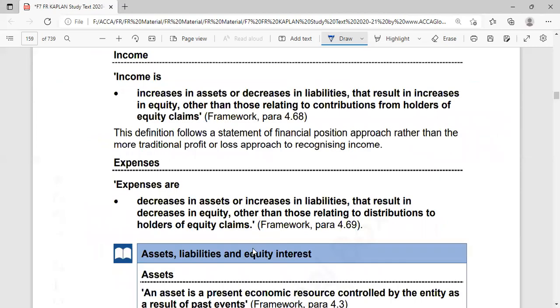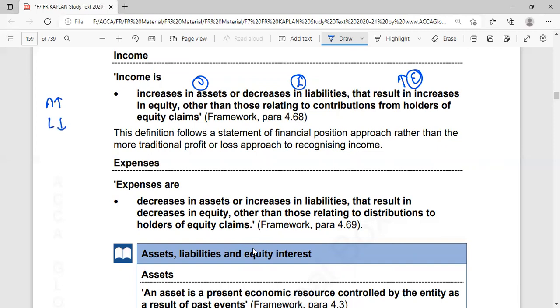Then coming to income and expenses. Here income and expenses are defined based on the financial position approach. Generally, income is the total amount received during the period. Here we define it as an increase in asset or a decrease in liability, which results in an increase in equity. That is called income.